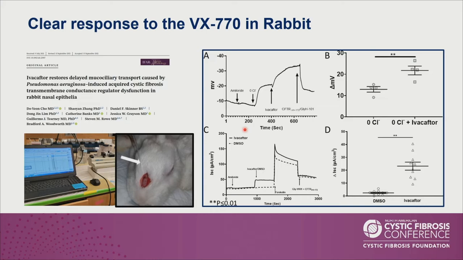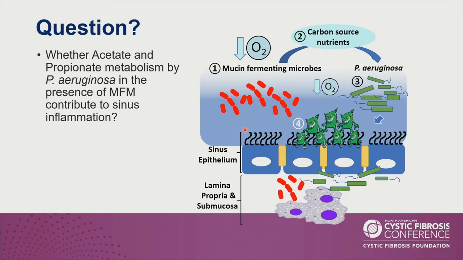So based on this, my question is, not blaming the anaerobes, whether something is going on with Pseudomonas. What if I give a lot of acetate and propionate and see what happens if the Pseudomonas utilize this metabolism of acetate and propionate? The question is whether acetate and propionate metabolism by Pseudomonas can contribute to sinus inflammation.